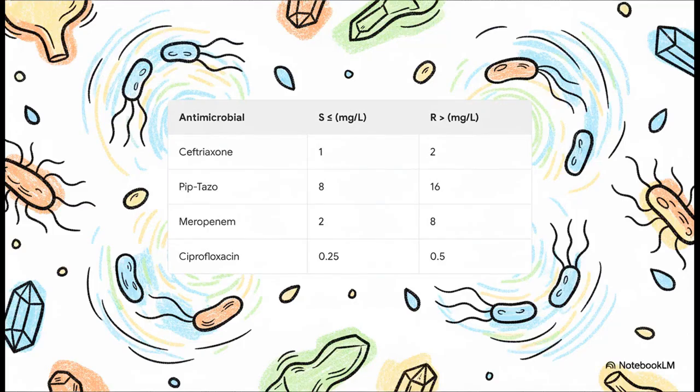And this table shows you the numbers behind that decision. These are the EUCAST breakpoints for some of the big guns we use. Any MIC that falls in that gap between the S and R values, that's your I category. That's your window of opportunity to treat effectively by optimizing the dose.